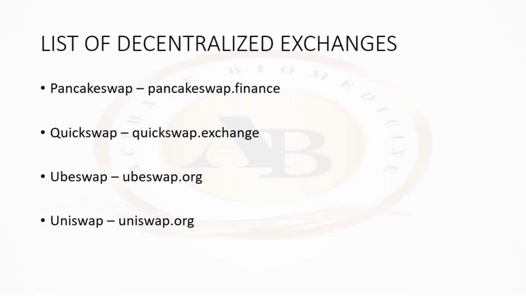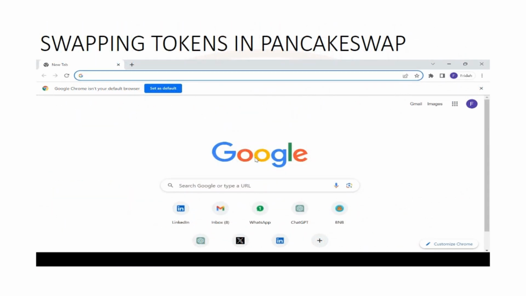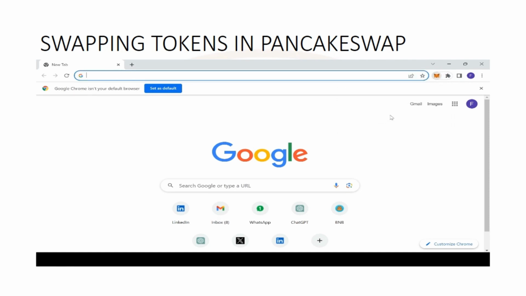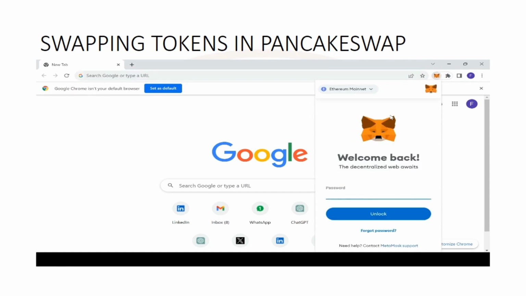Here is a list of popular decentralized exchanges where you can interact with Actuate. We have PancakeSwap, QuickSwap, UbeSwap, and Uniswap. I have given you corresponding websites for each exchange so you can go check them out. For this lesson, we are going to be using a MetaMask wallet and PancakeSwap exchange. I am going to show you how to swap tokens in PancakeSwap.